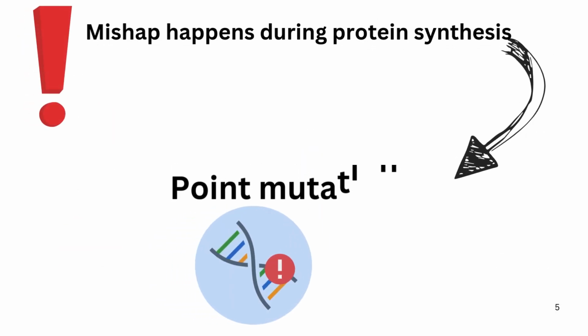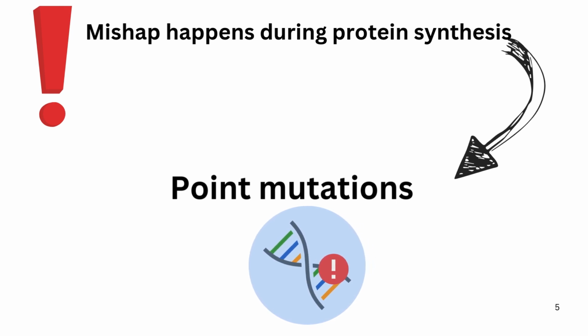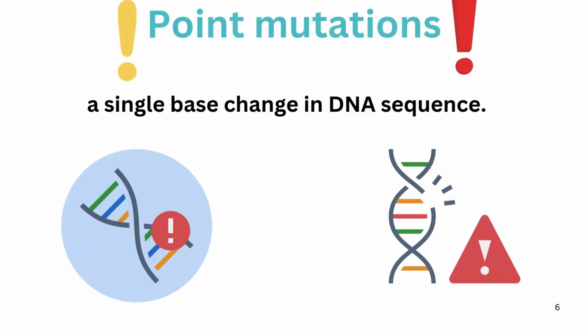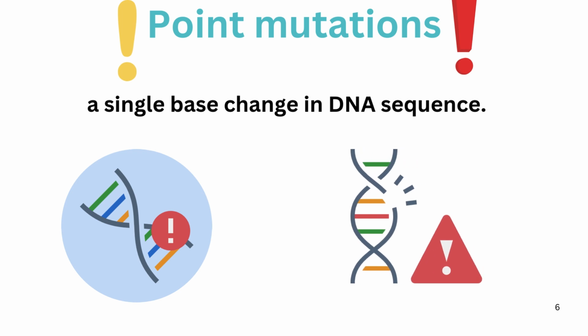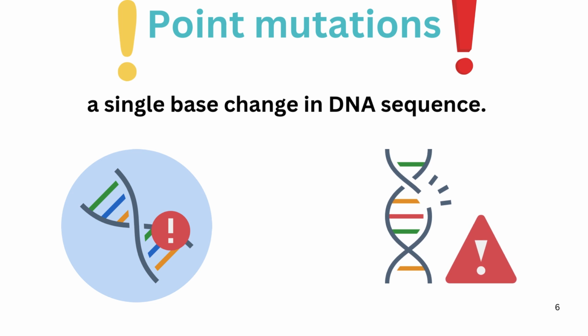Now, what if a mishap happens? What if a single base is changed during this process? Either a single base is added, or a single base is removed, or it is changed into another one. It can lead to what we know as point mutation. Point mutation is a single base change in a DNA sequence. It can have an effect or it cannot have an effect at all.